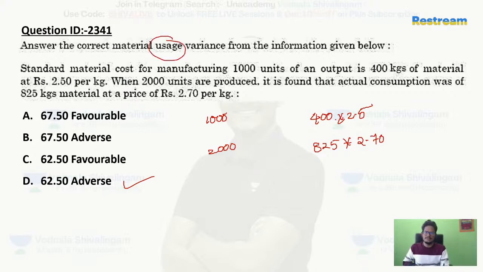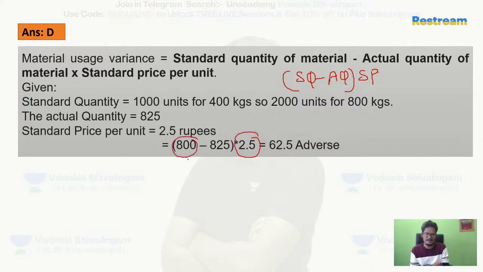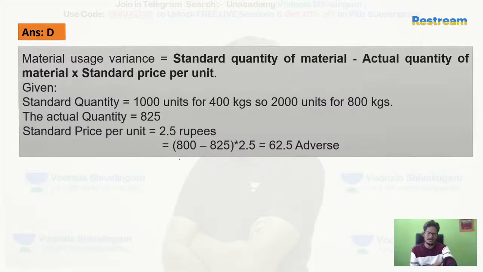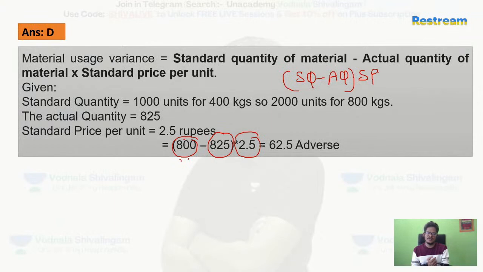Now they are asking material usage variance, nothing but quantity variance. Look at the question first. So standard quantity of material minus actual quantity of material into standard price. Standard price is 2.5, we know. Standard quantity is 800 kg, 825 is there. But 800 kg, how did you get it? For 1000 units of output, 400 kg is required. For 2000 units, how many kgs are required? 800 kgs, because the output is doubled, then my input also will become doubled. So 400 becomes 800 as the standard raw material required. So 800 minus 825, which is 25 into 2.5, 62.5 will be the adverse.